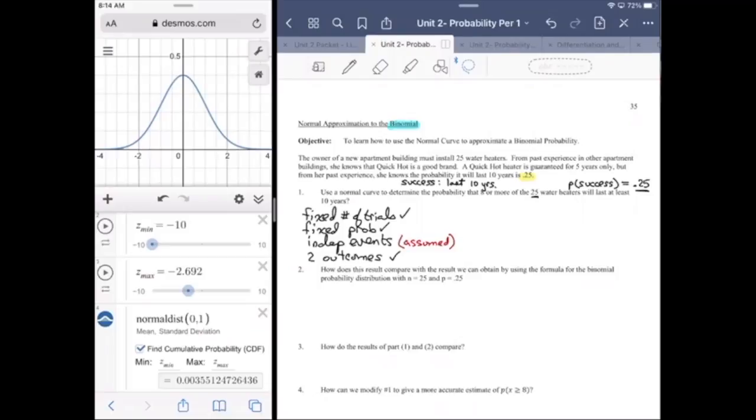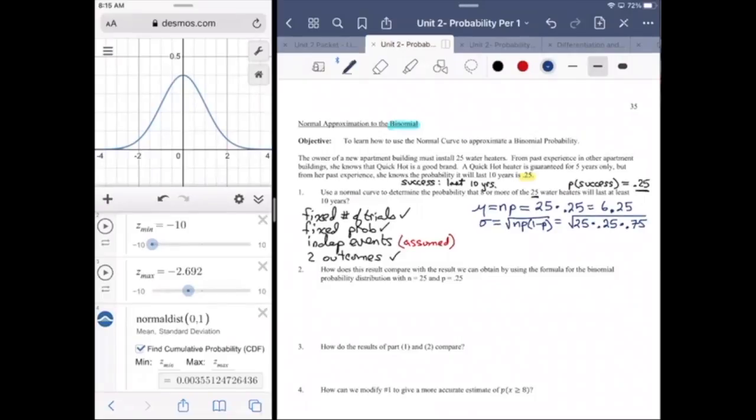Well, it's saying to use the normal curve. In order to use the normal curve, I need to know a mean and a standard deviation. So my mean, mu, is equal to np, and my standard deviation is equal to the square root of np times 1 minus p, or you could say npq. All right, 25 water heaters multiplied by 0.25, number of items multiplied by the probability of success, what is that, 6.25? And then we're taking the 25 multiplying by 0.25 multiplying by 0.75.